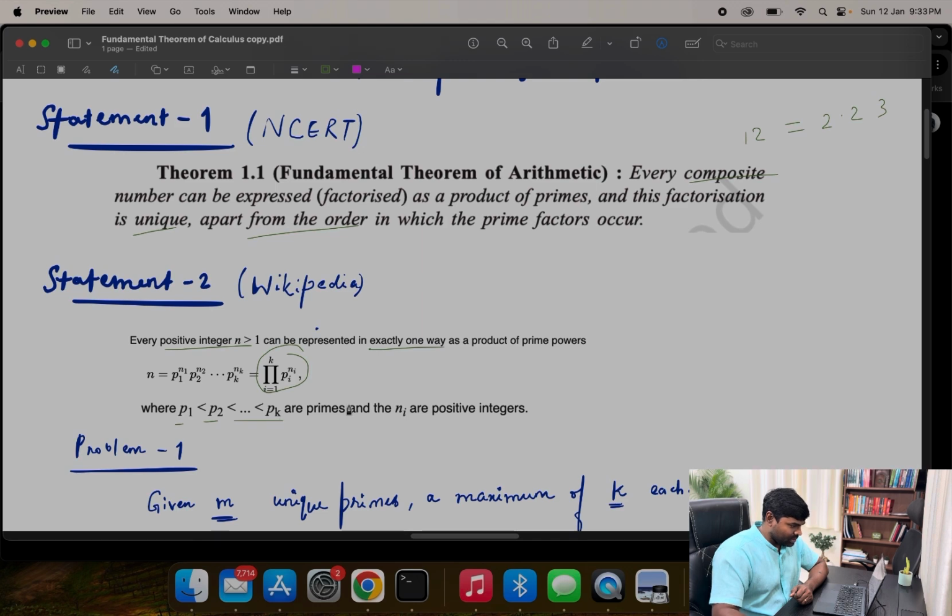So for example, if we take the same example of 12, it says that you can write 12 as 2 raised to the power 2 times 3 raised to the power 1, right? So your two prime numbers, p1 is 2, p2 is 3, n1 is 2, and n2 is 1. And that is the only way you can actually get it out. There is no other way, all right? Let's see some problems on this.